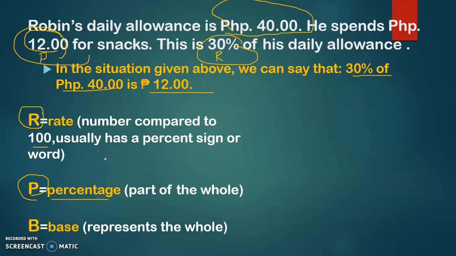Okay. And lastly, meron tayong tinatawag na base or B. Base naman represents the whole. Okay? So, ang kabuuan ay 40. That is why 40 is the base.